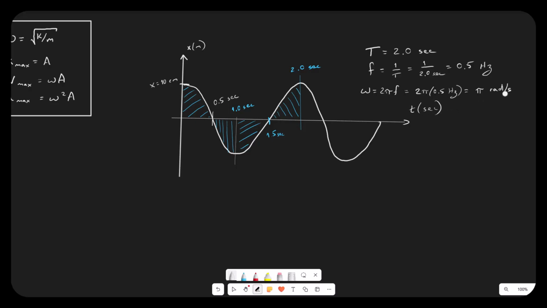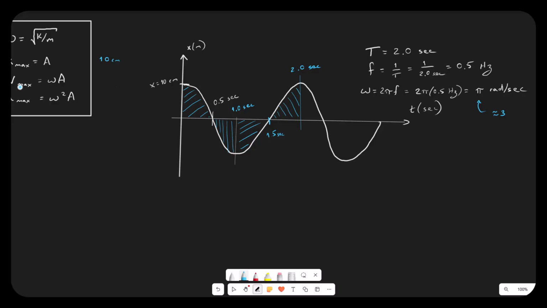It might throw you off to have pi in there. When you see pi in here, just think to yourself, oh, that's about 3. Because sometimes seeing that as a number helps out a lot. So now if I want to find my maximum position, well, my maximum position, that's just the amplitude, that's going to be 10 centimeters.